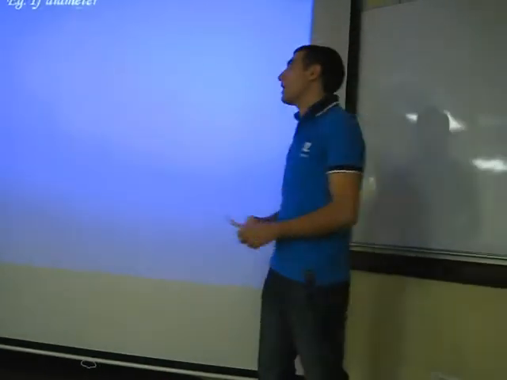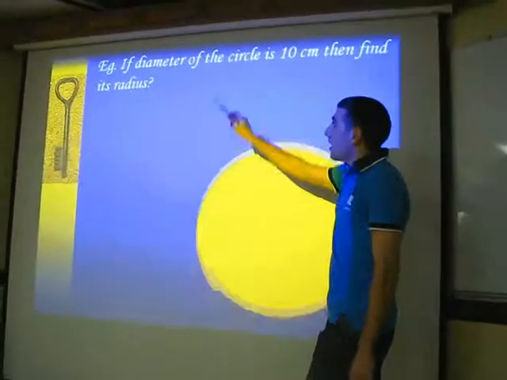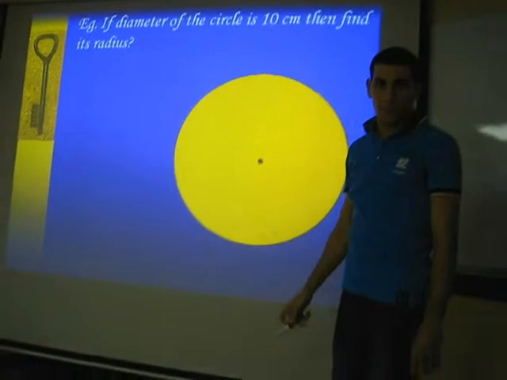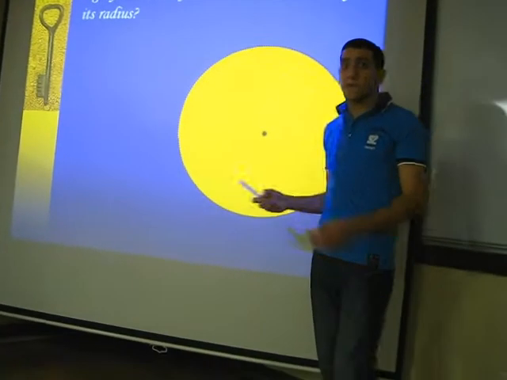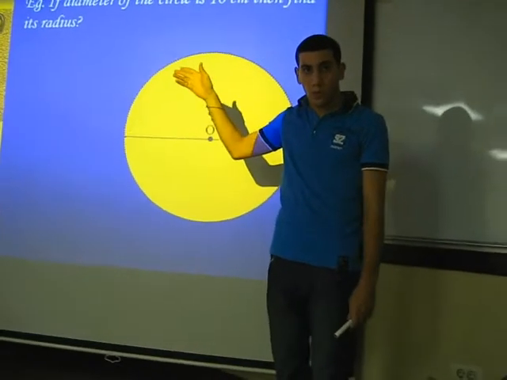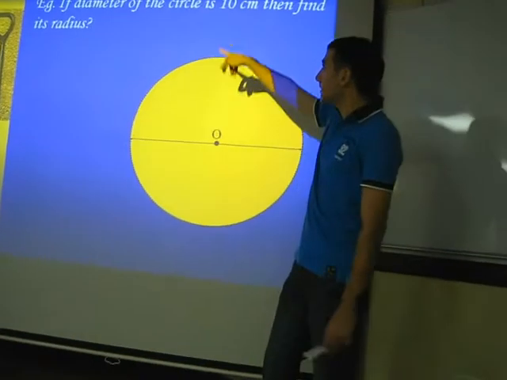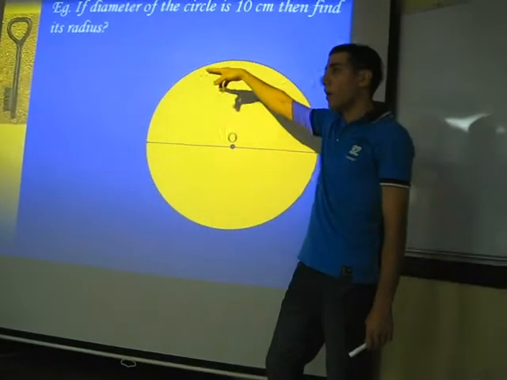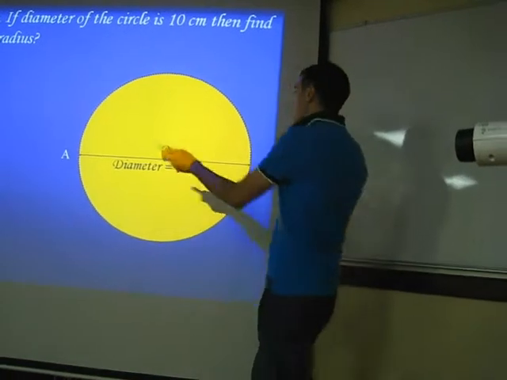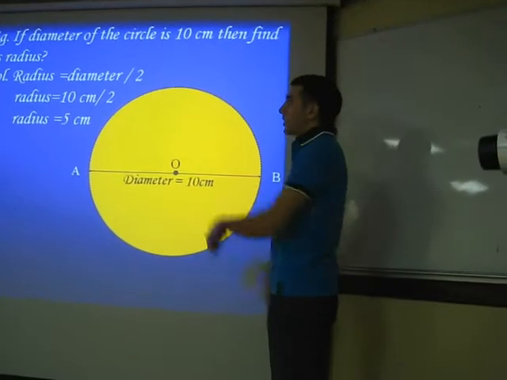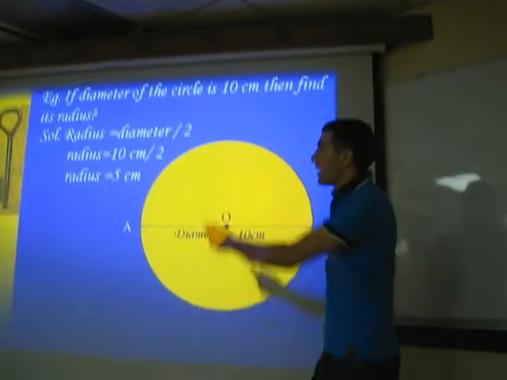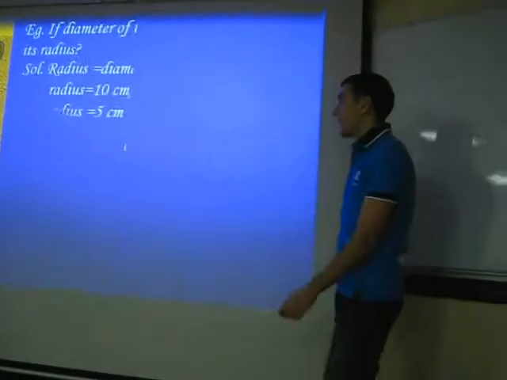For example, if the diameter of the circle is 10 centimeters, then find its radius. We have the diameter, and we have a relation between diameter and radius. Radius equals diameter over 2. Then radius equals 10 centimeters over 2, equals 5 centimeters. The diameter equals 10 centimeters. Solution: radius equals diameter over 2, then radius equals 10 centimeters over 2. Radius equals 5 centimeters.